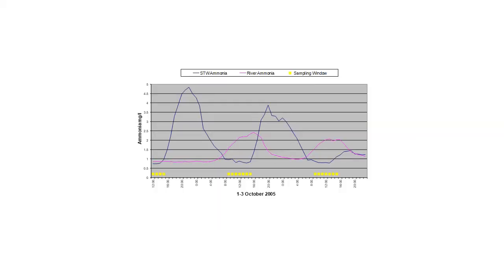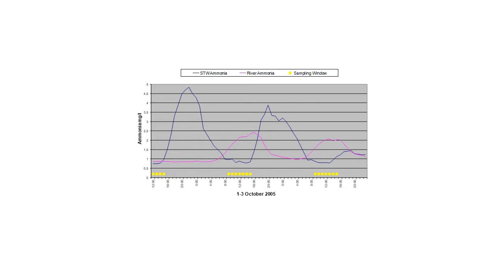In this slide, the blue trace shows the ammonia concentration of effluent for a 3-day period from a sewage works, together with the red trace for ammonia concentration in the river several miles downstream of the discharge. And this slide shows just how easy it is to misinterpret spot sample data. The yellow band shows the working day when samples are taken.